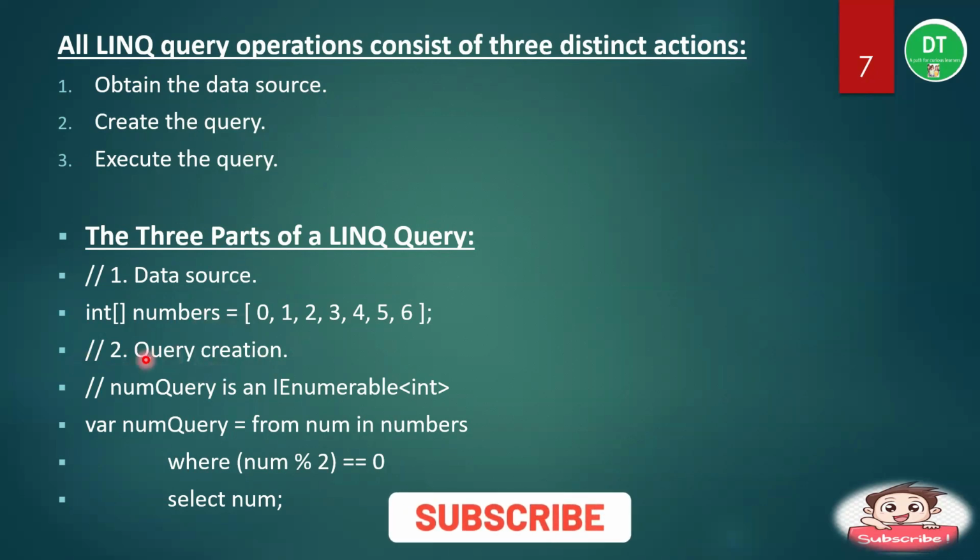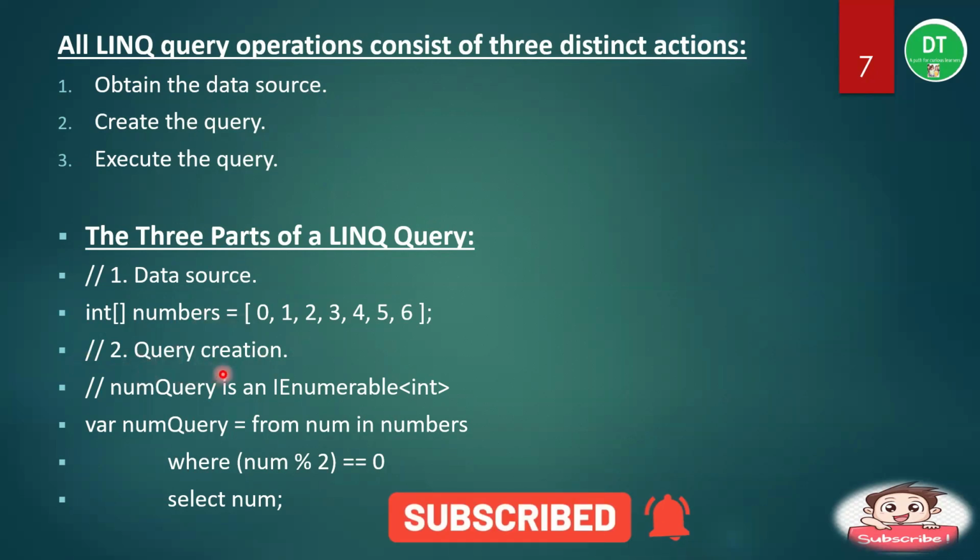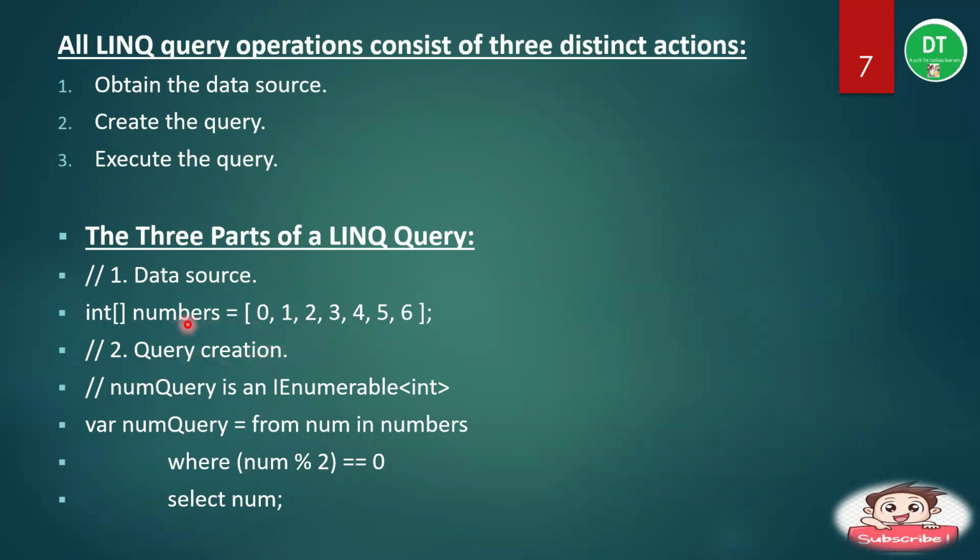The second part is the creation of the query. For accessing the data from any collection or data source, here the numbers, we use first from, then we create the variable num. This will be the end result which we want, and after that in is used, and after that we write the name of the data source. Here in our case it is numbers, so from num in numbers.